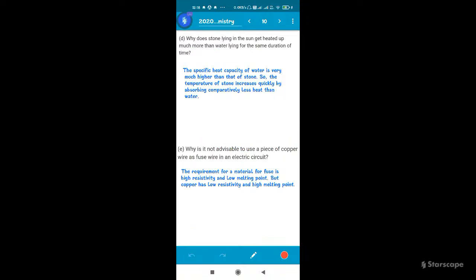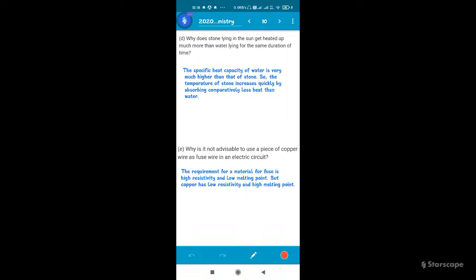For both these questions I have written the answer, and I'm just going to explain it to you. Both these questions are asked very directly from the book itself. Why does a stone lying in the sun get heated up more than water lying for the same duration of time? This is from the chapter calorimetry. You have studied this in class 9 also, that water has a very high specific heat capacity. That means in order to heat up a small quantity of water, you require a very high amount of heat.